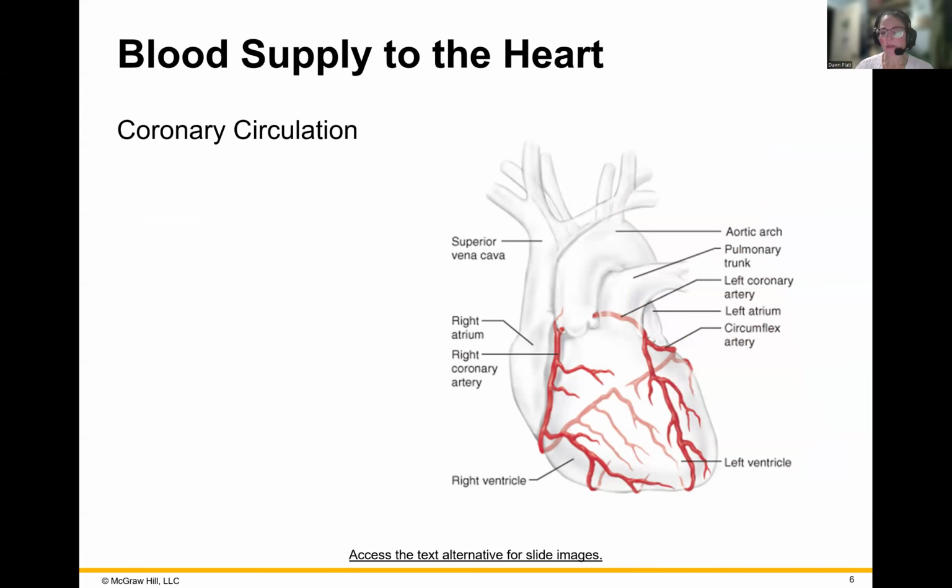The coronary circulation, when we refer to coronary circulation, we're referring to the actual coronary arteries that surround the heart. Not the circulation that goes through our body, but this is the blood that actually is going to feed the muscles of our heart.